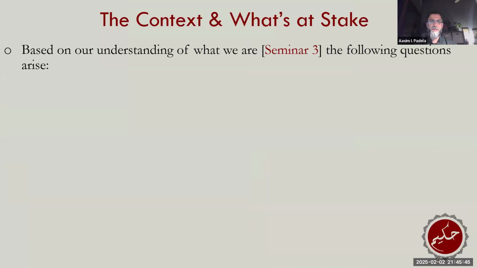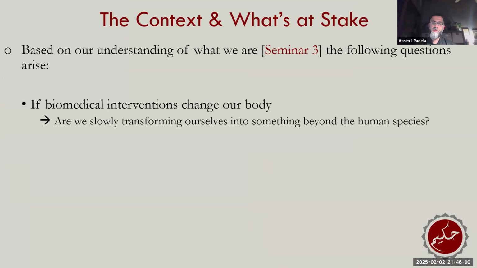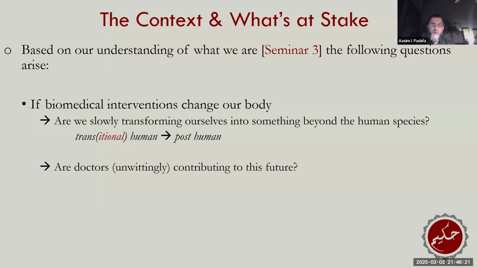So the question and the context that we're talking about in this seminar is related to the last seminar, seminar 3, where we're talking about what we are. So if biomedical interventions change our body, the question then becomes, are we slowly transforming ourselves into something beyond the human species? The individual who's Captain Cyborg, or the millionaire who's stopping aging, are we then moving beyond what is the human species biologically, right? From a human being to a transitional human, that's transhumanism, to a post-human, something beyond the species. And are doctors, physicians, unwittingly, or maybe wittingly, contributing to this future by the things that they do in their daily practices?